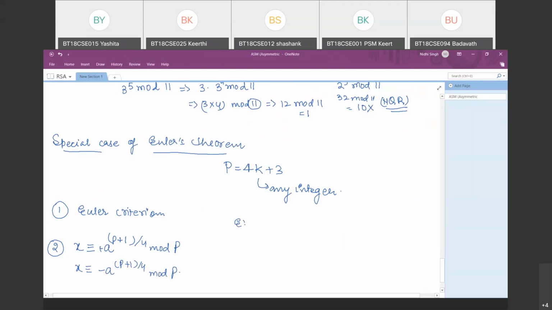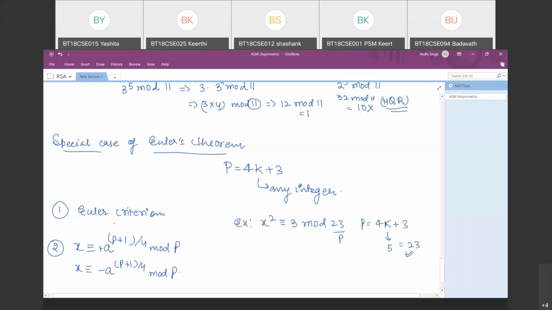Now an example. Suppose the example says x square equals 3 mod 23. So first check whether it is in the form p equal to 4k plus 3 or not. So my p value is 23, right? Now check p equal to 4k plus 3. If I put the value of k equal to 5, then it is equal to 23. So yes, I can use the special case of Euler's theorem.